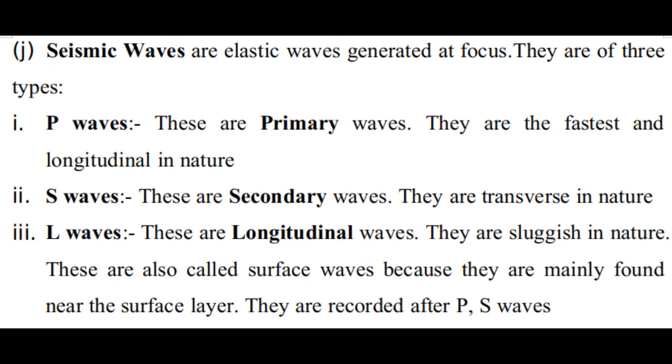S waves stand for secondary waves. Secondary waves are transverse in nature, that means they are perpendicular to the longitudinal axis, so they are called transverse. The third one is the L waves. L stands for the long waves. They are sluggish in nature. They are also called the surface waves. Why? Because these L waves are mainly found near the surface layer. And they are also recorded after the P and S waves, that means after the primary and the secondary waves are recorded, the L waves are recorded.